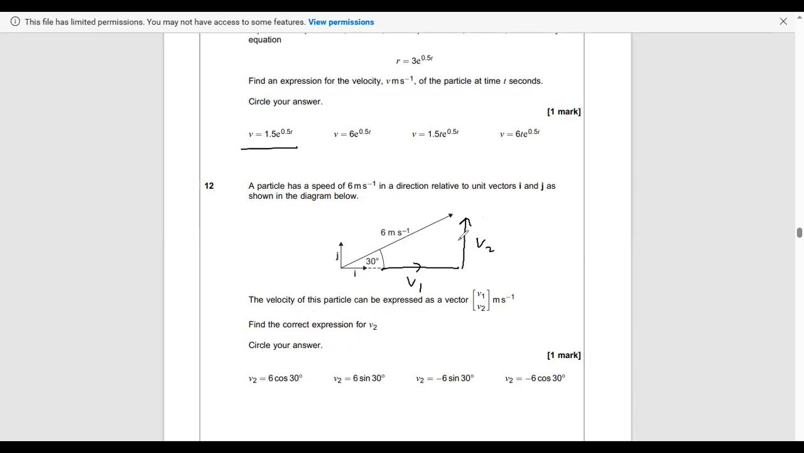Okay, so we've basically got a right angle triangle here. You can kind of imagine this to be a right angle triangle. You've got a hypotenuse speed of 6. We want to find v2, which is our opposite, so our vertical component. So opposite over hypotenuse, that's sine. So remember, sine of theta is opposite over hypotenuse. So opposite is hypotenuse times sine theta. So this is going to be 6 times sine 30 degrees. And that's going to be our second option. So our v2 is going to be 6 sine 30.